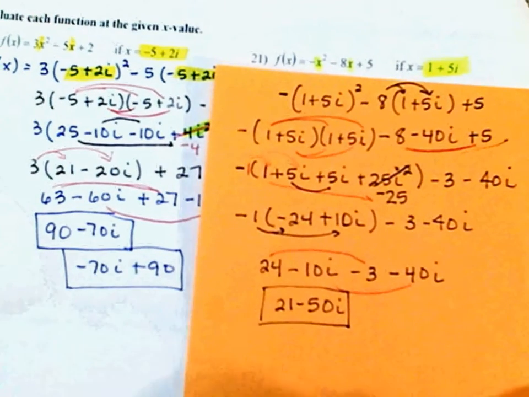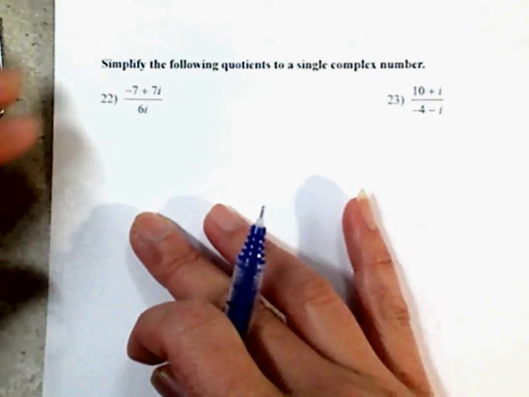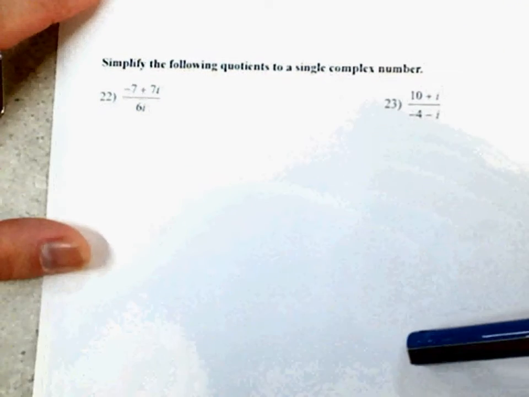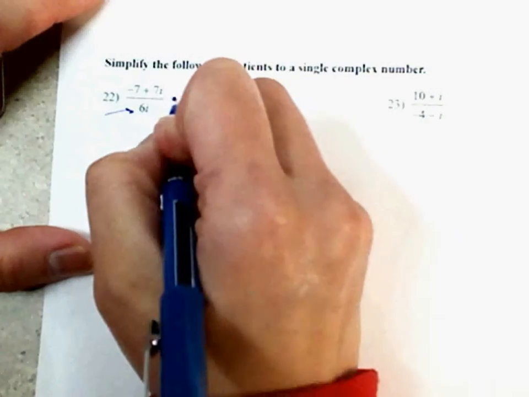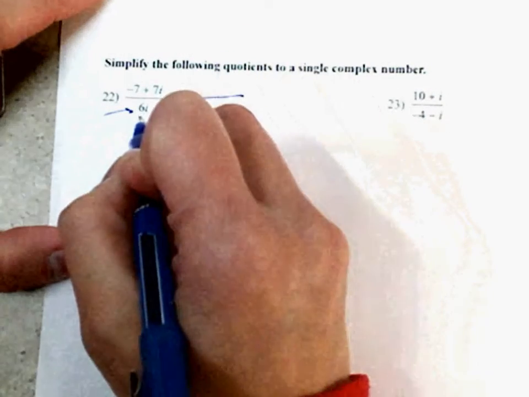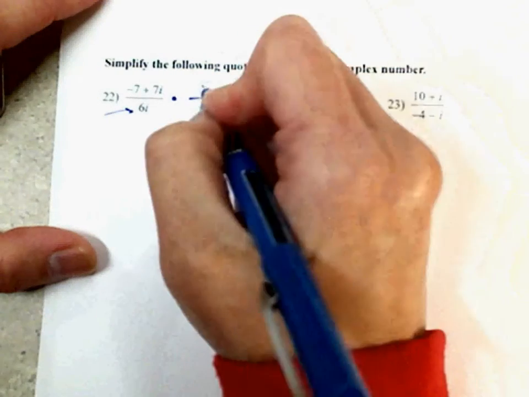Chill. Number 22. Let's look. On 22, okay, you need to use the conjugate to get rid of the i. i cannot be in your denominator. So, what's the conjugate of 6i? Negative 6i. What you do to one side, you do to the other.